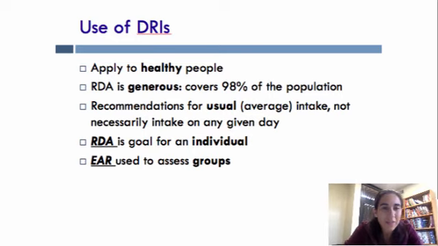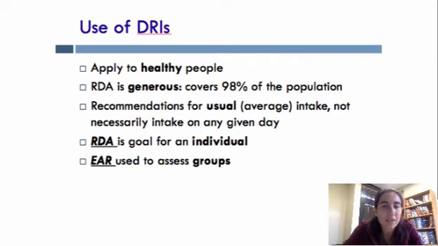All right, so I'd just like to make a few remaining points about the DRIs, specifically the RDA and the EAR. It's important to keep in mind that the DRIs apply to healthy individuals without any clinical populations or other special needs. So those with a clinical condition or a special population, their intake level and their needs may be higher or lower than what would be indicated in the DRIs. The RDA is generous, as we talked about, covering 98% of the population, so meeting most everyone's need.